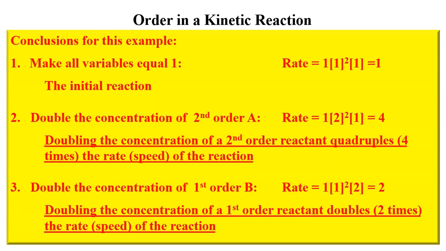So conclusions for this example: make all variables equal to 1. That's what we just talked about. That's the initial reaction. Double the concentration of second order A, and what that will do is quadruple the rate of the reaction. Doubling the concentration of a second order reactant quadruples the rate, the speed of the reaction. And then number 3, double the concentration of first order B. So doubling the concentration of a first order reactant doubles, 2 times, the rate of the reaction.